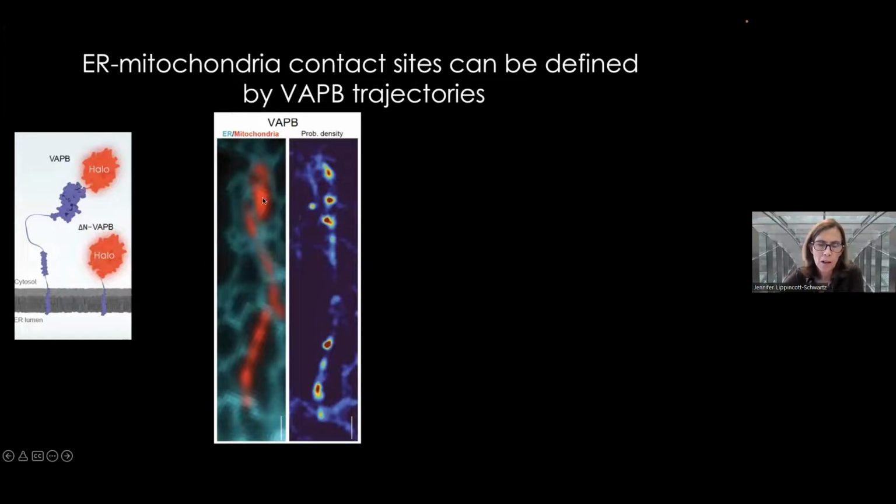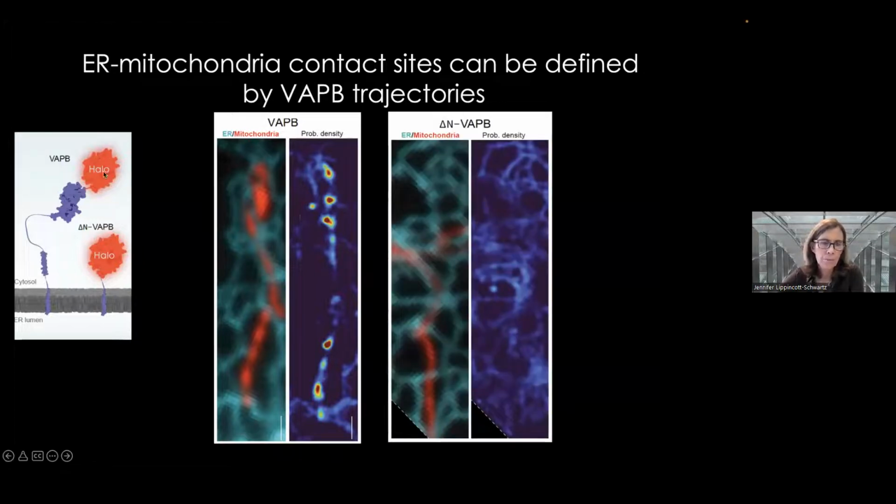So here's mitochondria in red, in cyan is ER, and this probability density plot just shows you all along the surface of the mitochondria where the contact sites are. And this is specific for VAP-B. Its N-terminus is actually the region where VAP-B can interact with the mitochondrial partner. If we get rid of that region in this delta N VAP-B, you can now see there's no enhanced probability density of VAP-B. It's just diffusing all over the ER, and it doesn't correlate with anything associated with mitochondria.